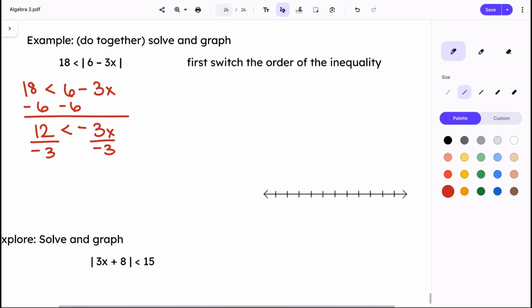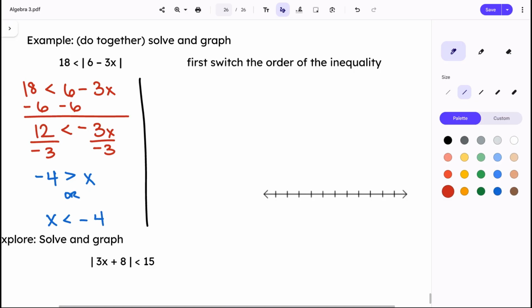What happens when we do that? Flip our sign. So negative 4, this sign flips the other direction, and we have x. Or I'm going to flip everything around so I can read it a little bit better. X is going to be less than negative 4. Okay? Now let's go to the other side of the equation.